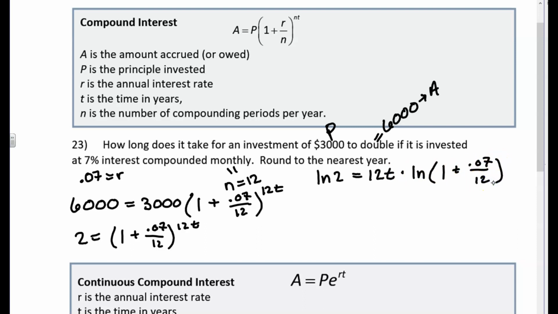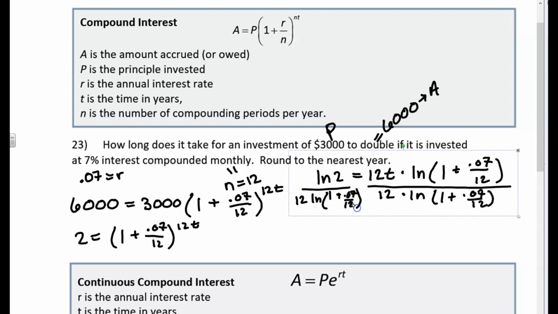Now I still want to get the t by itself, which means I divide off everything that is not t. I divide by the 12, I divide by the natural log of 1 plus 0.07 over 12, and I do that on both sides. 12 times the natural log of 1 plus 0.07 over 12, that's a handful. And then this thing is what goes in the calculator.